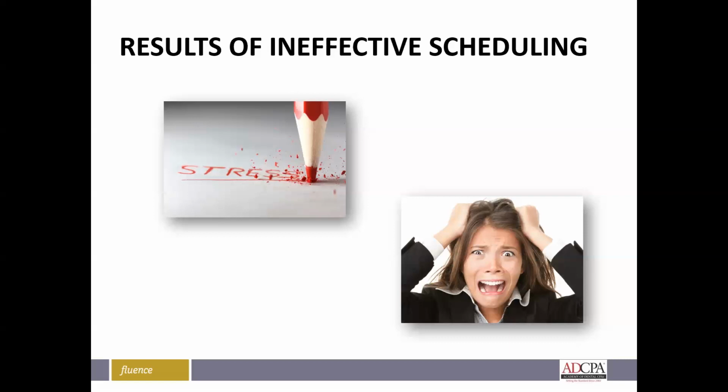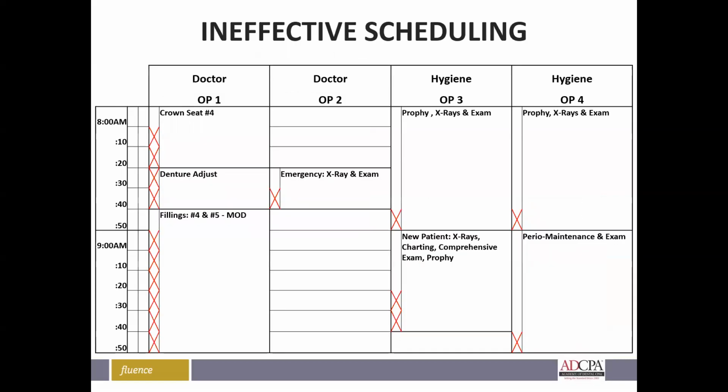As we head toward that better way, though, let me show you an example of ineffective scheduling, what it looks like. On your screen, you'll see 4 columns. The 2 columns on the left are doctor's columns. The 2 columns on the right are for hygiene. And wherever you see an X, that indicates the doctor's time. That's where the doctor is needed.